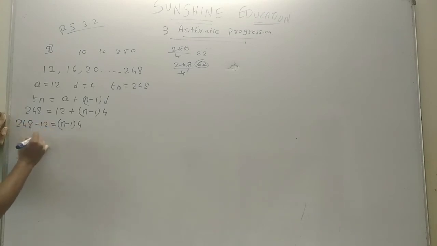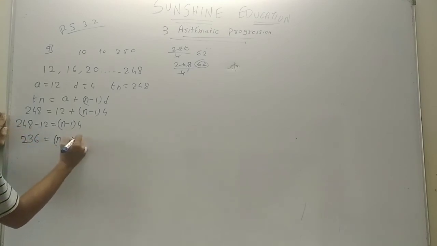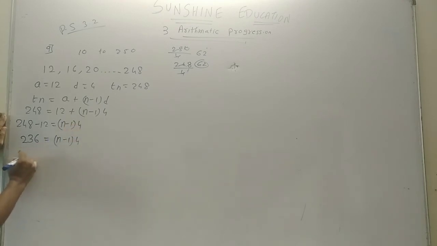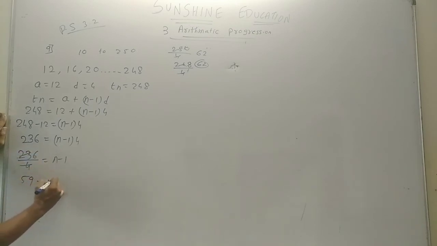So 8 minus 2 is 6, 4 minus 1 is 3, and 2 as it is. n minus 1 into 4. 4 will come here and get divided. 236 upon 4 is equal to n minus 1. 4 3s are 12, 4 5s are 20, okay, and we have 3, so 4 9s are 36 is equal to n minus 1.